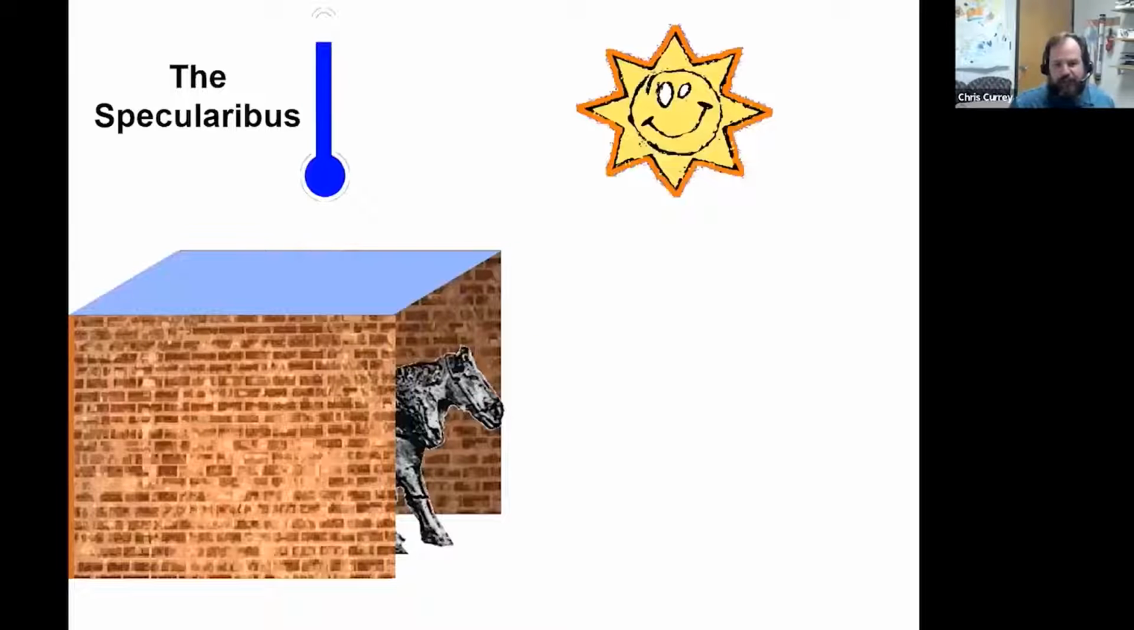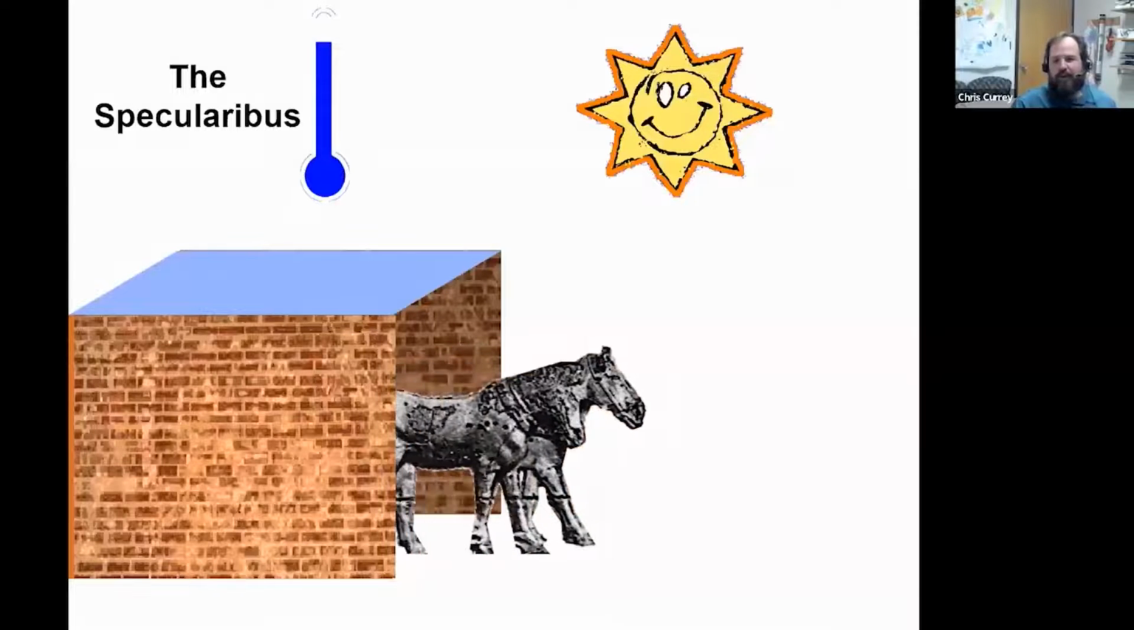So the first controlled environment that we ever had was the Specularibus. And the Specularibus is something that was used to produce cucumbers for a Roman emperor, the Emperor Tiberius. He wanted a cucumber on his plate every single day of the year, and that was only possible by modifying plant culture to grow these cucurbits in the cooler times of years.